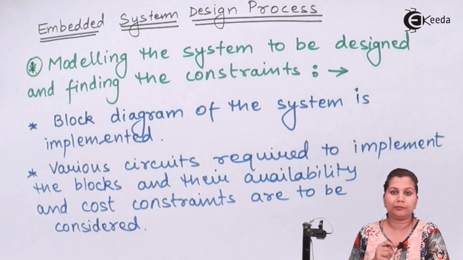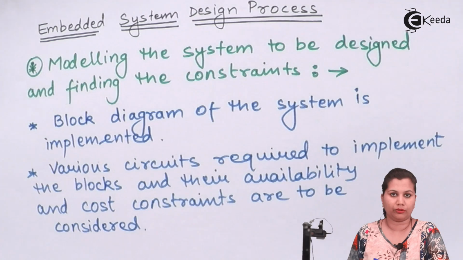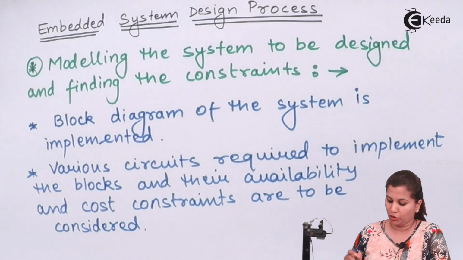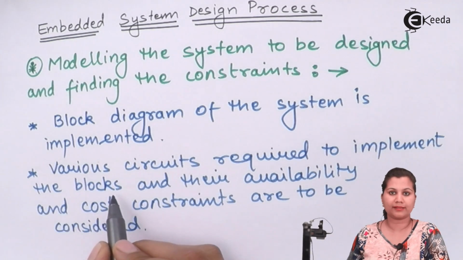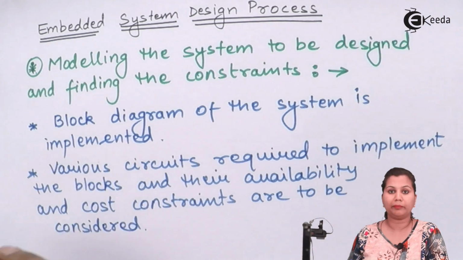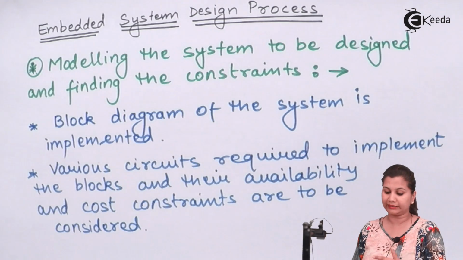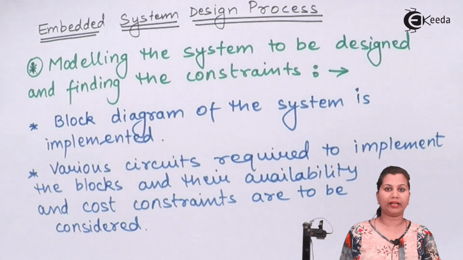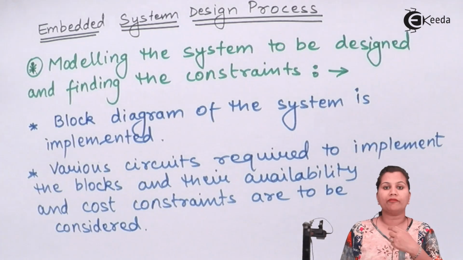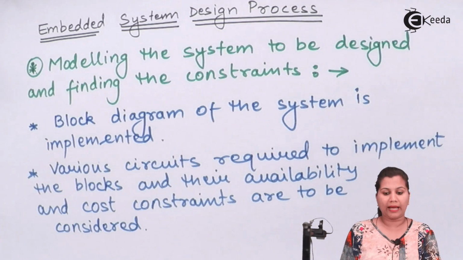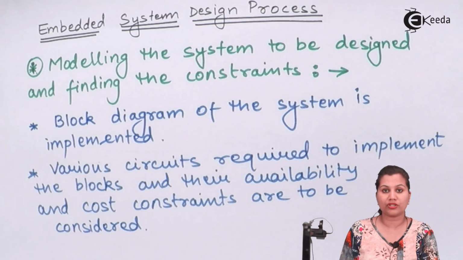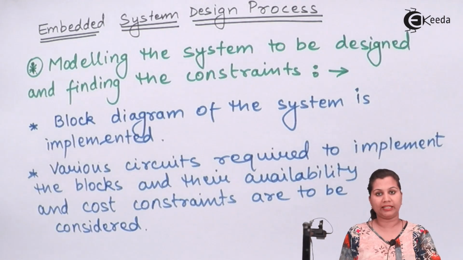Each block in the block diagram will require some circuitry. So our next step will be to find out the various circuits that are required to implement that block, and how these circuits will be available. Sometimes, like if in that embedded system one of the blocks is the processor, for the processor we will require the input lines and the output lines. Which type of microprocessor is required, how this microprocessor is available, what constraints are to be followed, what specifications, how many address lines should be there, how many data lines should be there.